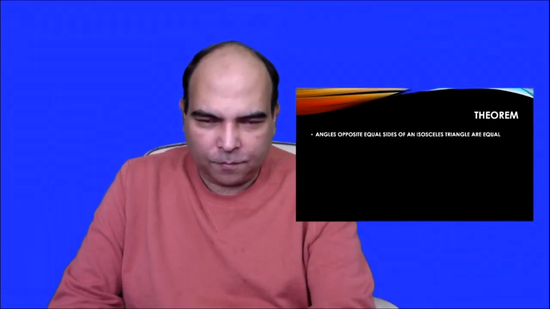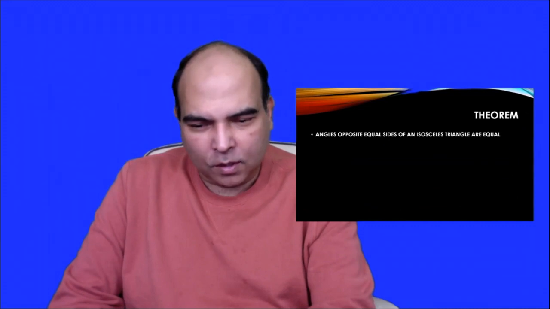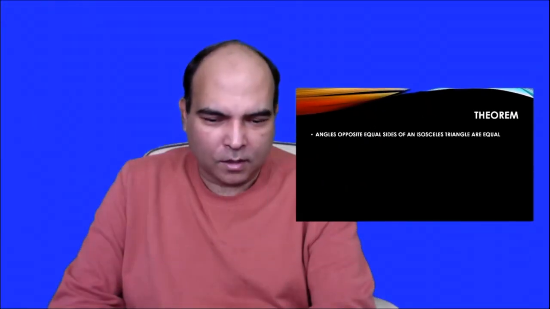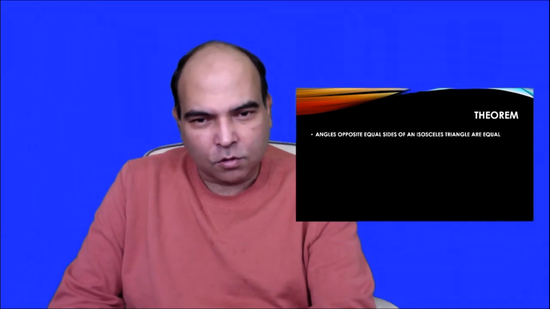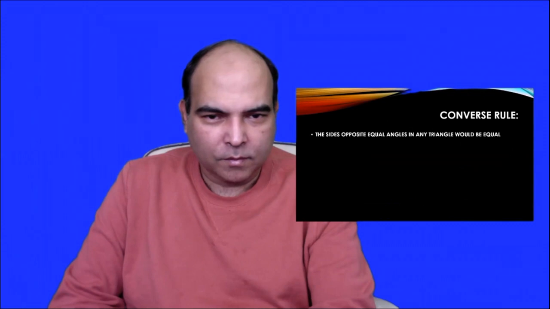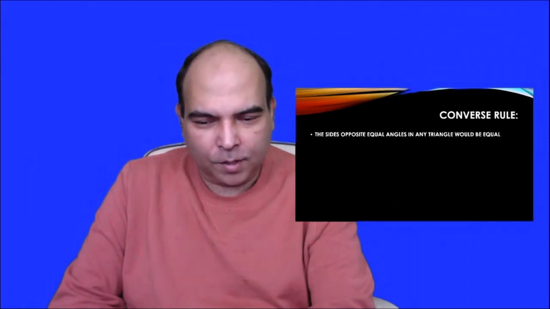Okay, now there are a couple more rules which are slightly more important than this, that you learn in class 9th. The next theorem is that angles opposite equal sides of an isosceles triangle are equal. Now you know that an isosceles triangle is a triangle that has two sides equal. So the angles opposite those equal sides automatically become equal. And this is a very obvious rule of course, but a very important rule in class 9 geometry. And its converse is also true. The converse is, if two angles are equal in a triangle, then the sides opposite those angles would also be equal.